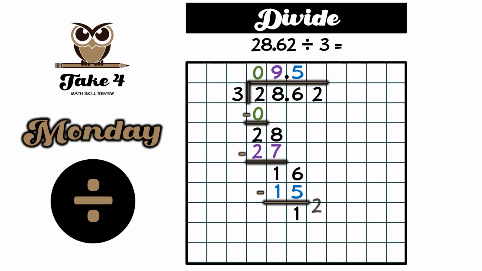I bring down the 2. 3 is able to divide 12 4 times. 4 multiplied by 3 equals 12. 12 take away 12 equals nothing. My answer is 9 and 54 hundredths.